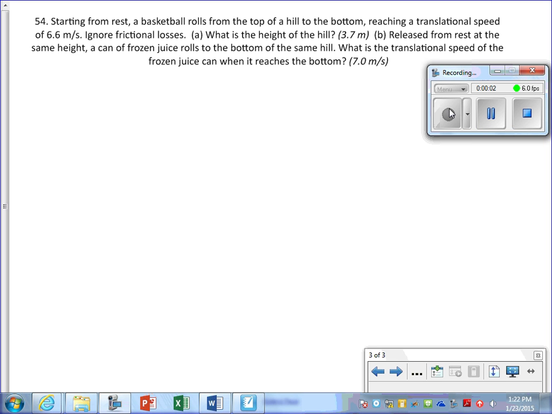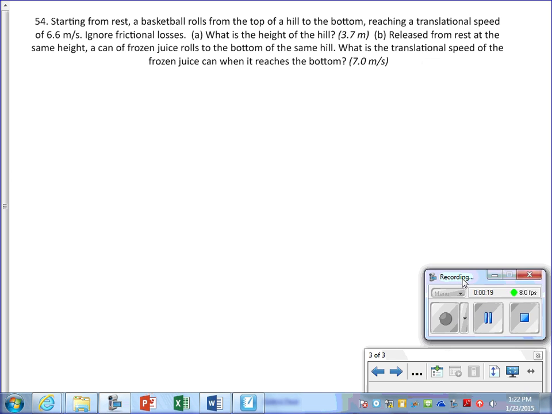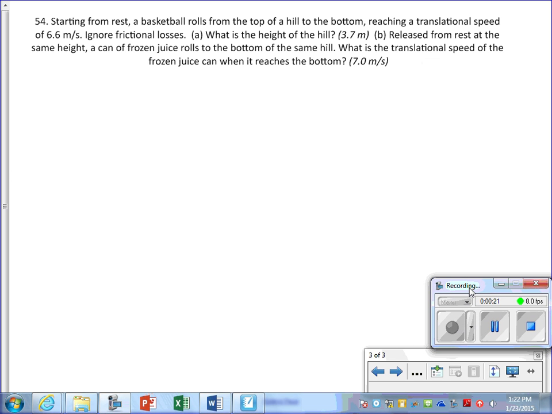People, here's a typical sort of rotational or rolling object problem. Most of those, the standard ones, I would say, deal with conservation of mechanical energy. So we're going to look at that as it applies to a couple of different objects here. One of them is a basketball, and the other one is a can of frozen orange juice.